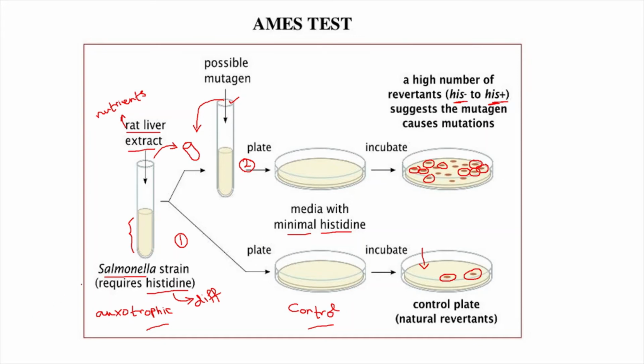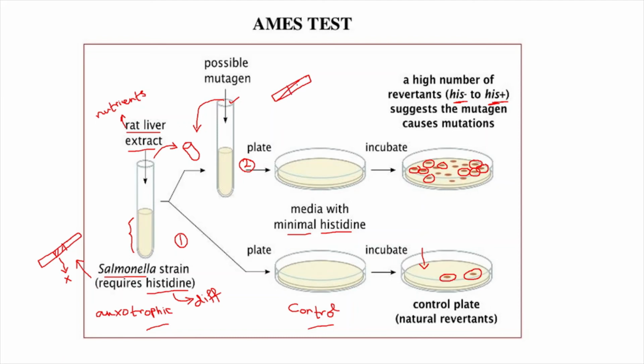Now what happens, if I explain here? These auxotrophic Salmonella strains had an operon. Suppose this is the operon, and here is the gene for histidine synthesis. Previously, this gene could not synthesize histidine, so that's why they require addition of histidine from outside. But when you add the possible mutagen, probably this mutagen caused some sort of frame shift mutation.